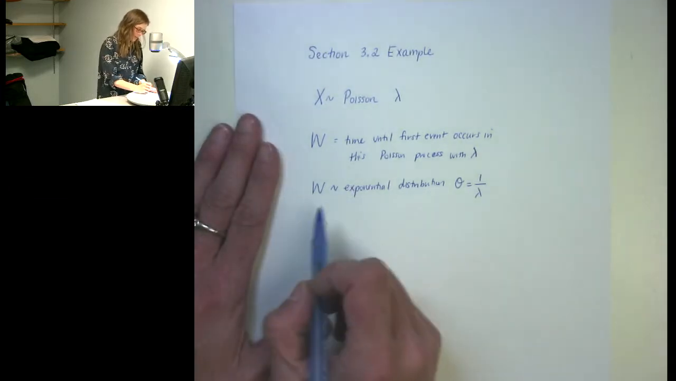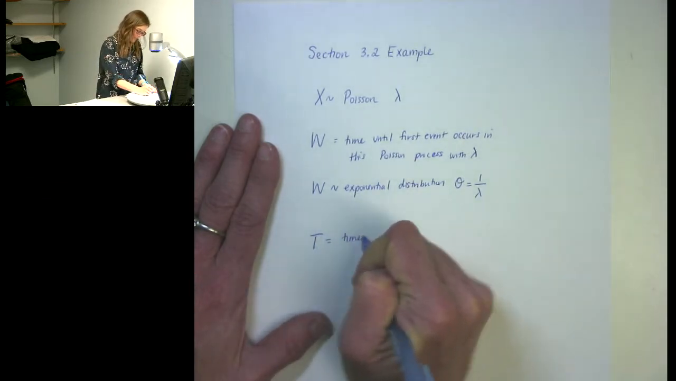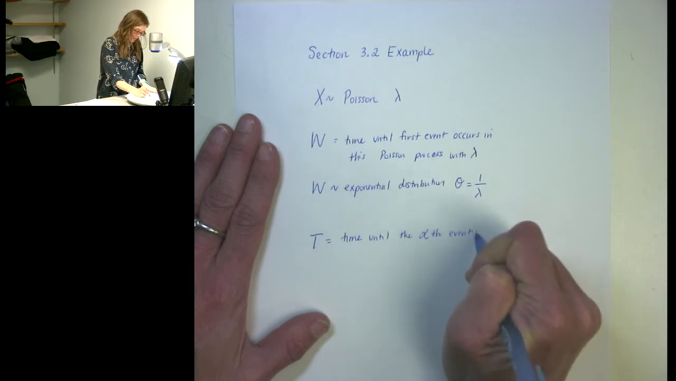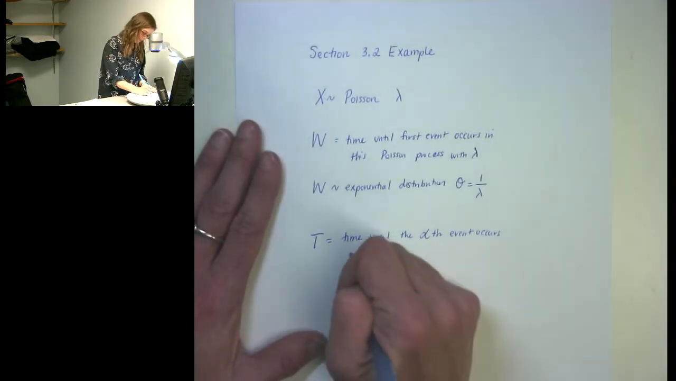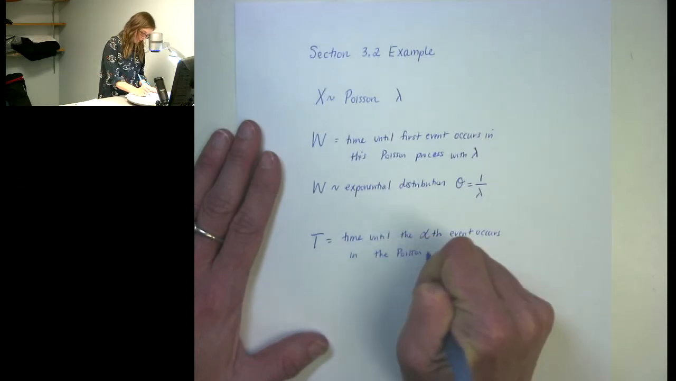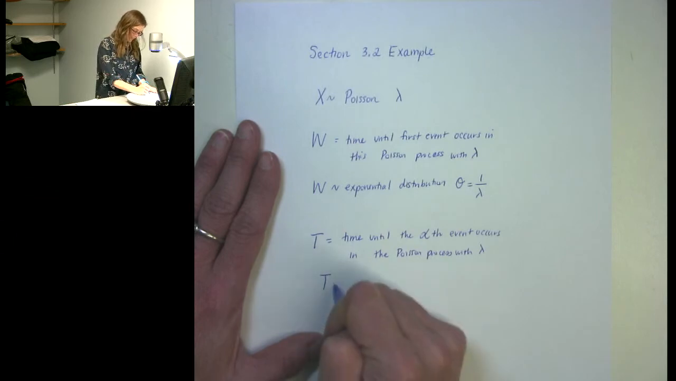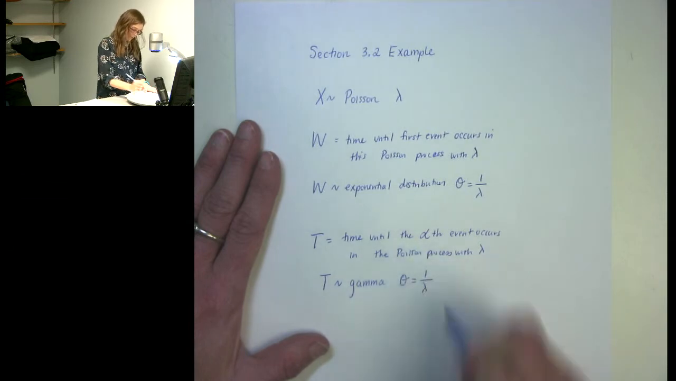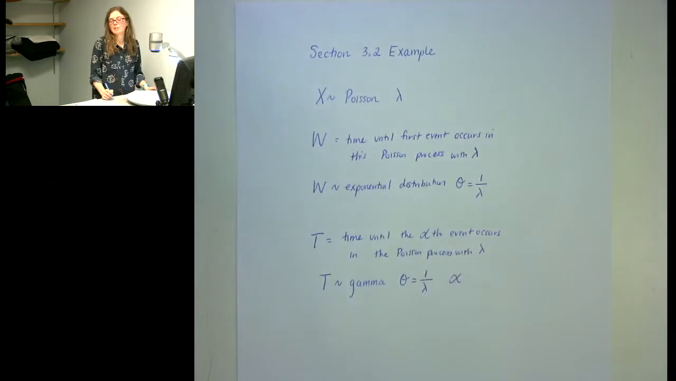And if I am interested, instead of the time until the first event occurs, in the time, say t, until the alpha event occurs. So say alpha could be 2, and it would be the second event, or alpha could be 3, and it would be the time till the third event. In the Poisson process with parameter lambda, then t has a gamma distribution with theta equal to 1 over lambda from the Poisson distribution, and alpha is the other parameter. It's the number of events we're looking for. So I'm going to look at how these are connected by working through an example.